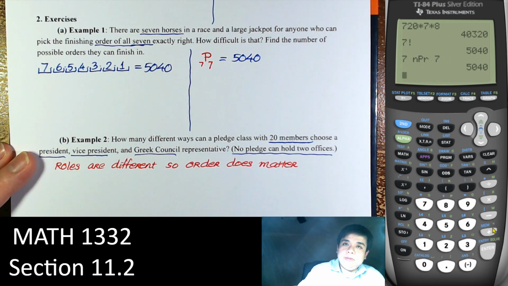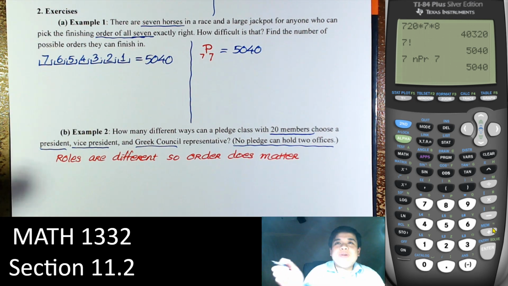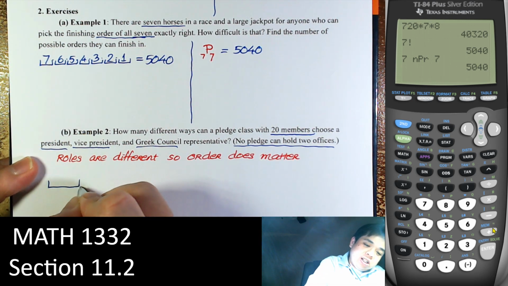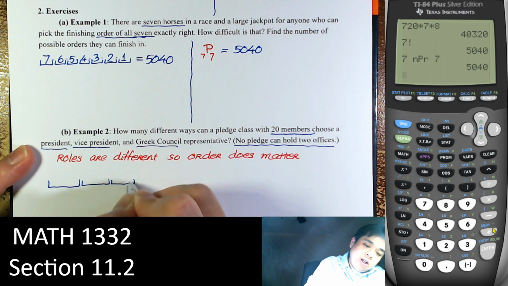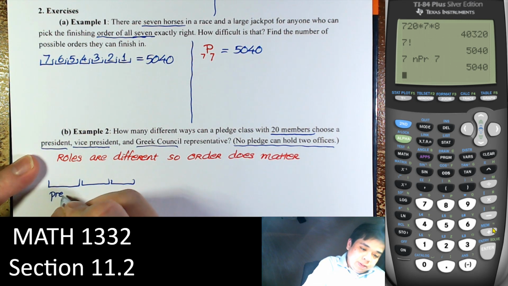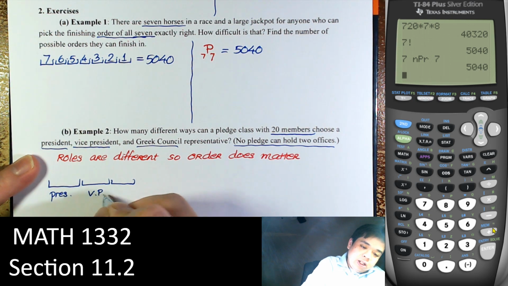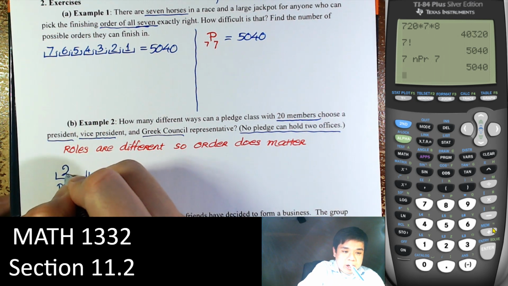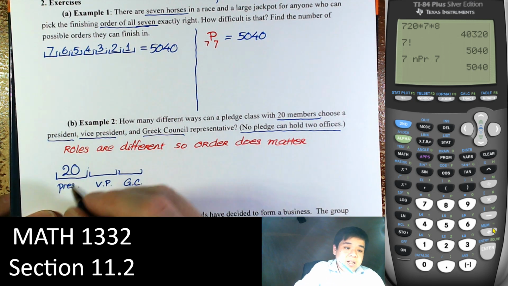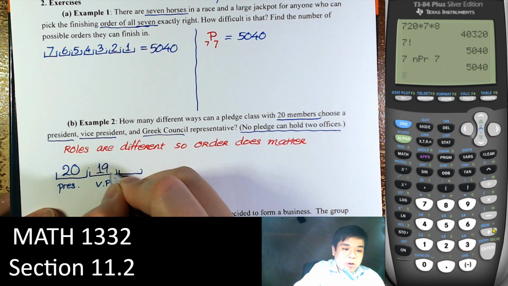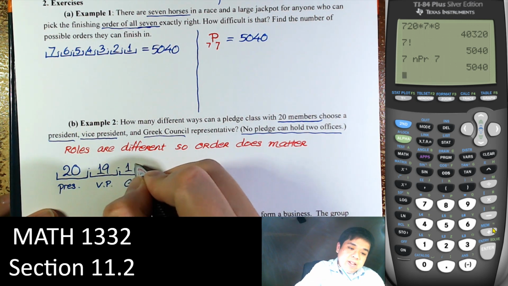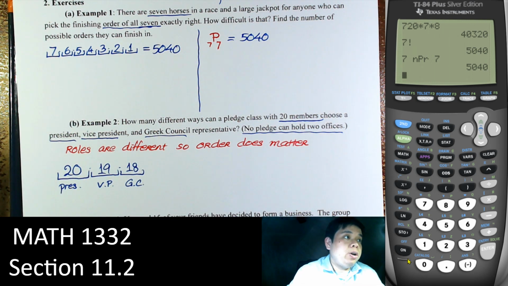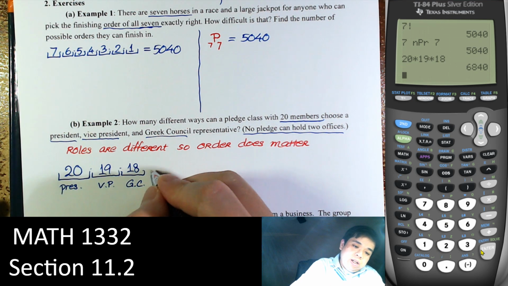Right, so now let's do that without permutation. So there are 3 slots: president, vice president, and the Greek consul. There are 20 of them. The first one you can have any of those 20. The VP, there's 19 left. And for the Greek consul, there are 18 left. So multiply those. That's all we do. That's 6840.